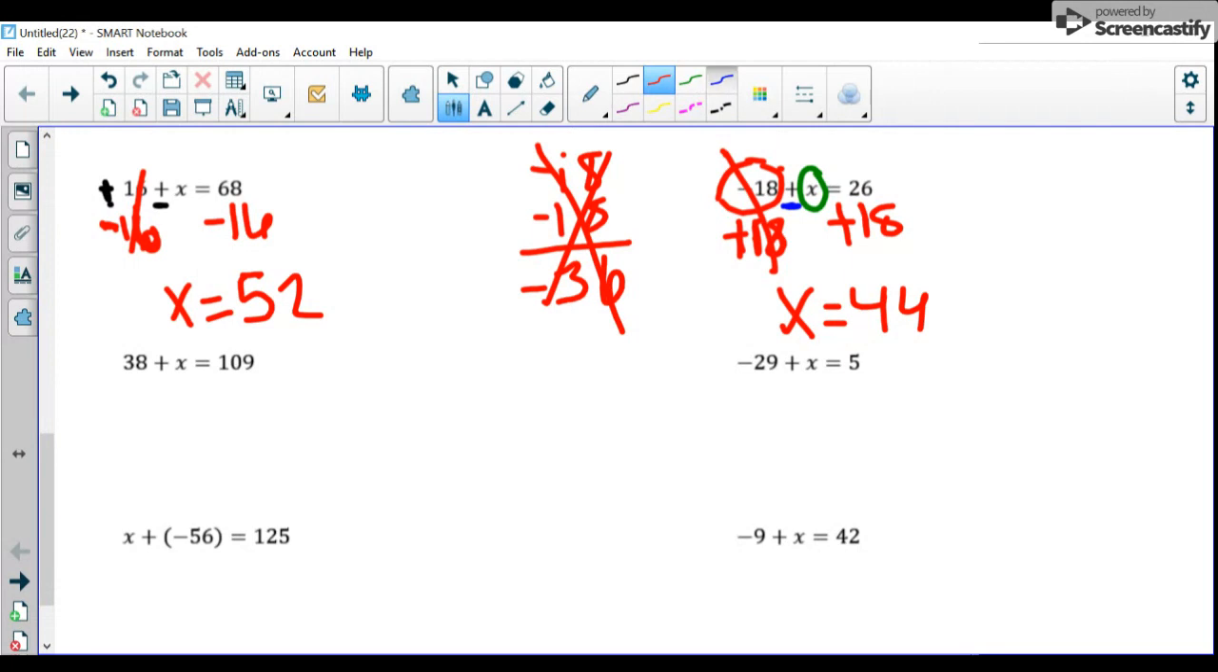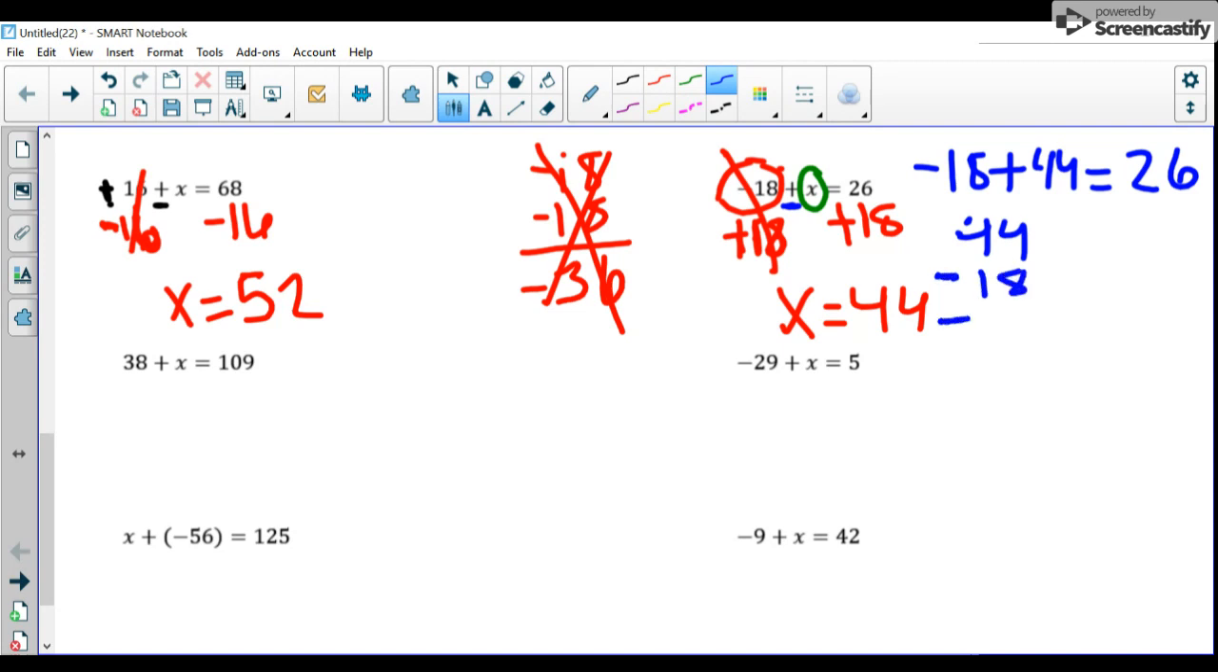And when you plug that back in, you have negative 18 plus 44 equals 26. So this is how you check your work when you have a negative. Because I have a positive 44 and a negative 18, I'm actually going to subtract those two. So I'm going to put the bigger number on top, 44, minus 18, just like it says up there. It's a minus sign. And then 44 minus 18 gives me 26. And 26 equals 26. Okay?